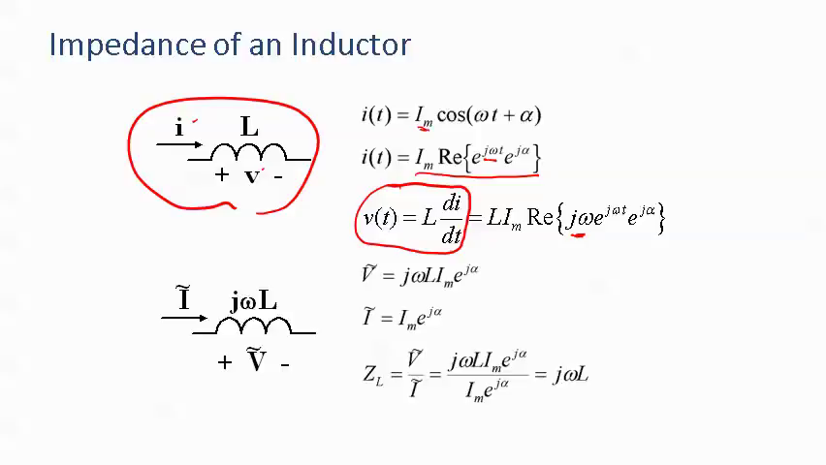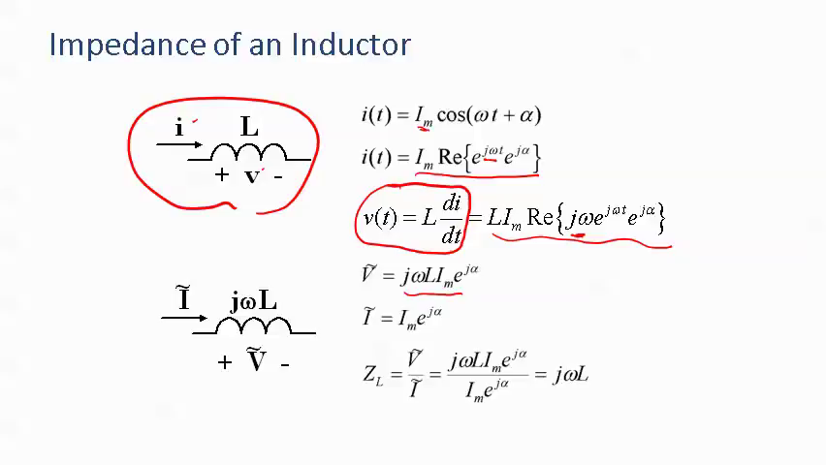And if we now convert this to the phasor domain by removing the restriction that we're only doing the real part of this and setting t equal to 0, then our phasor becomes j omega L times I max times e to the j alpha, where e to the j alpha is a complex number, and of course j makes it an imaginary value.